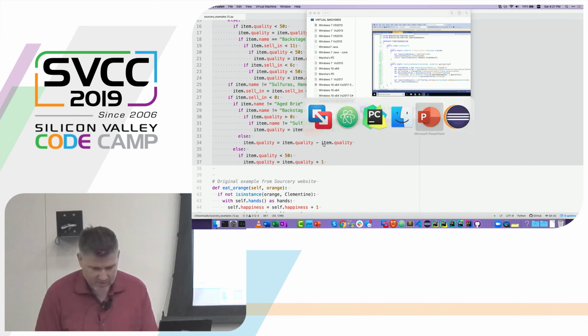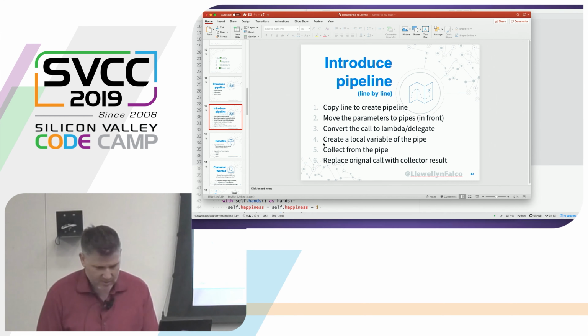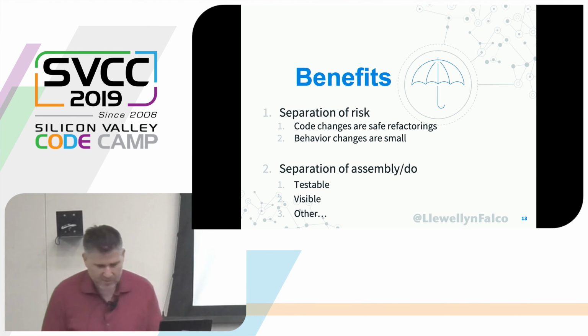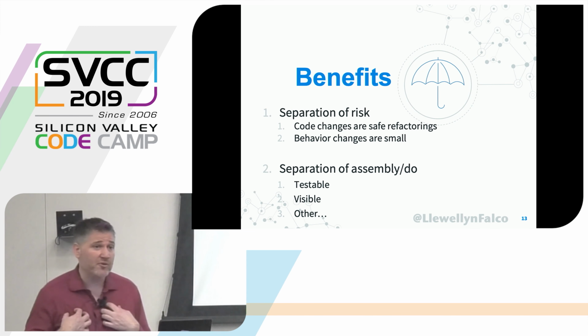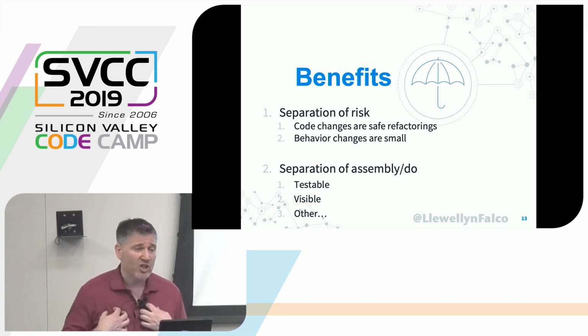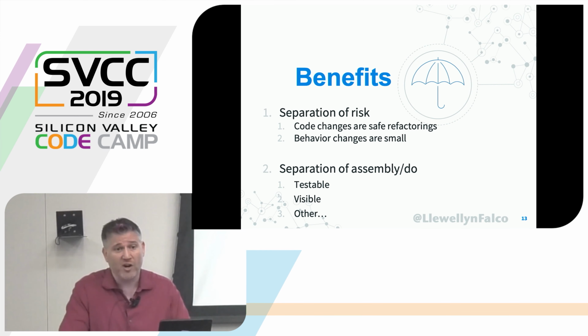Where are we? All right. Why would you want to do this? The biggest one to me is separation of risk. Almost everything that I'm doing, all the time that I spent today, was very low risk refactoring of my code. That separation of risk is really important.